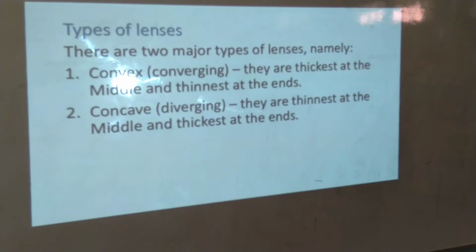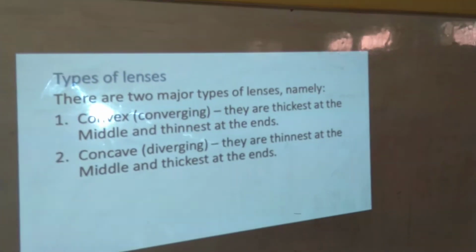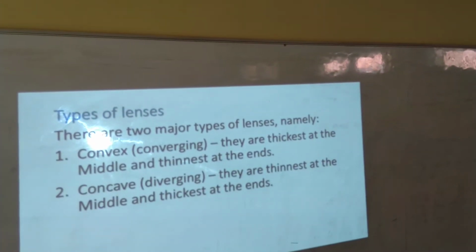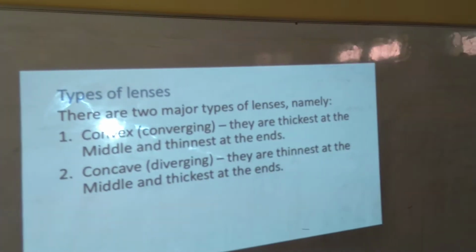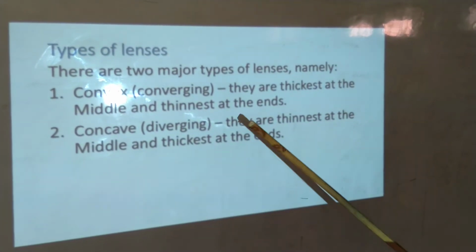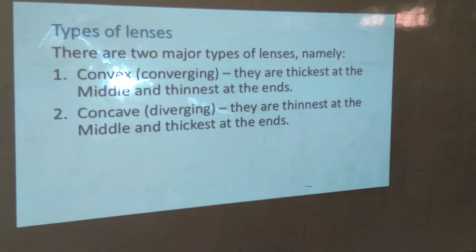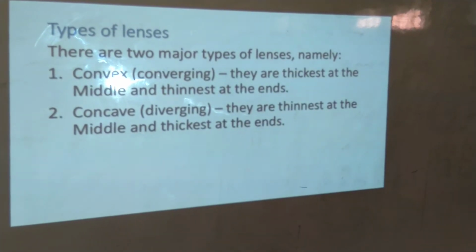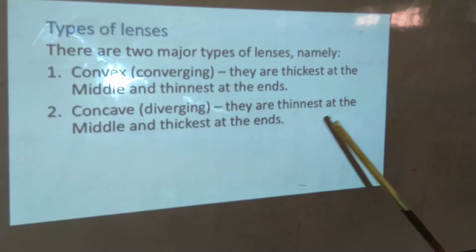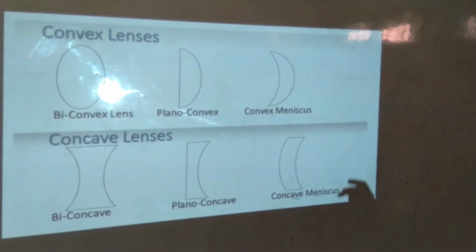Thin lenses. They are of two types. The convex lens, also referred to as the converging lens. These lenses are normally thickest at the middle and very thin at the ends. And then we have the concave lens, also referred to as the diverging lens. They are thinnest at the middle and thickest at the ends.